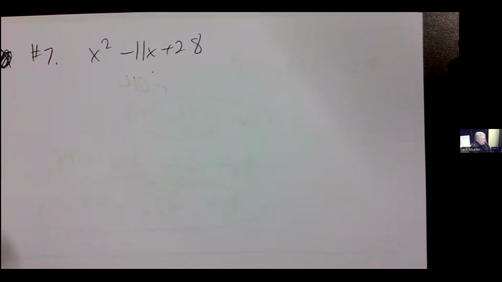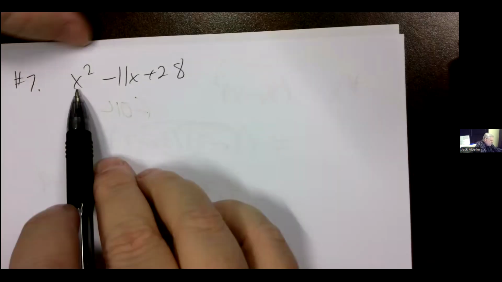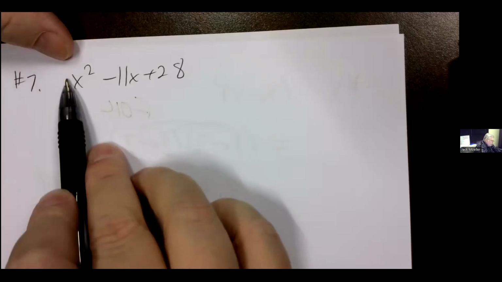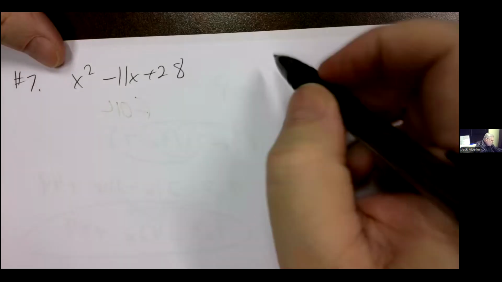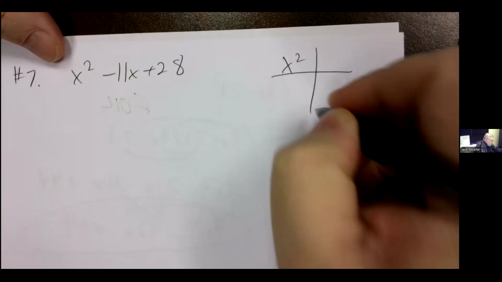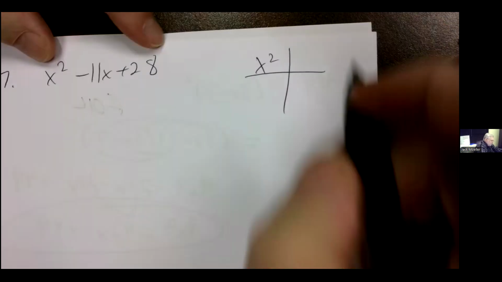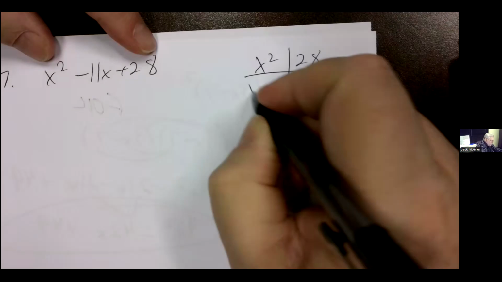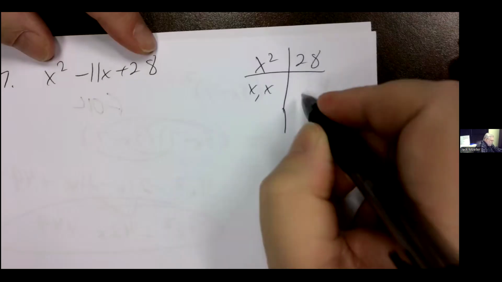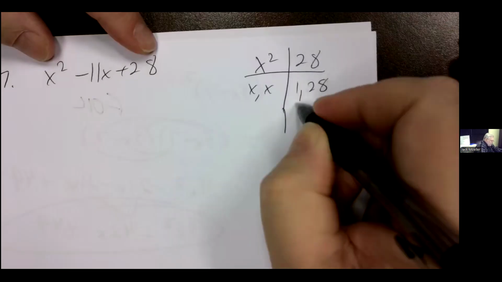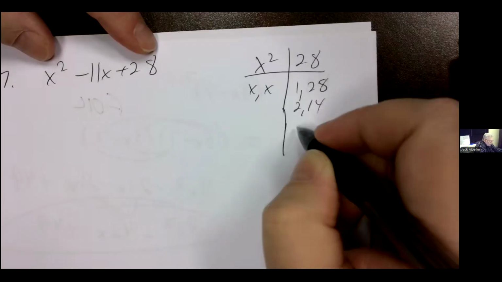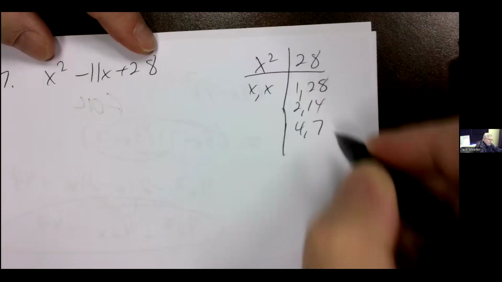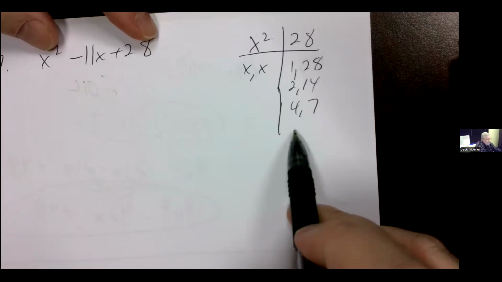If we're going to do this in reverse, I would do reverse FOIL because there's a 1 in front of the X squared. For me, reverse FOIL makes more sense. If you want to show work, we're factoring X squared and we're factoring 28. X squared is either X and X. 28 is 1 and 28, 2 and 14, 3 doesn't work, 4 and 7. And if you're going in order, 5 doesn't go into it, 6 doesn't go into it, 7 does. So those are all the possibilities.